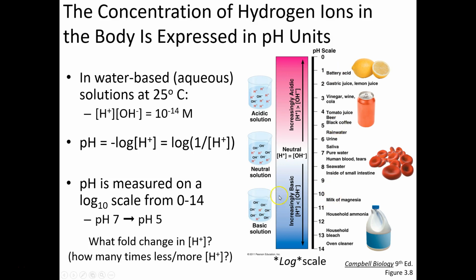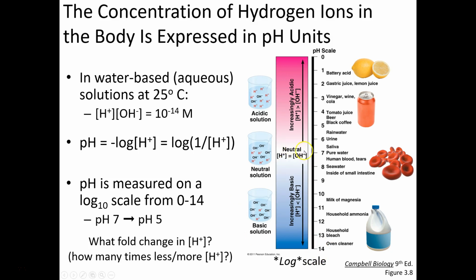Going the other way, we're looking at the concentration of hydrogen ion. On the basic side, it's going down. And at a pH of 14, it tells us that there's no H+ in that solution, and literally every molecule is an OH-.